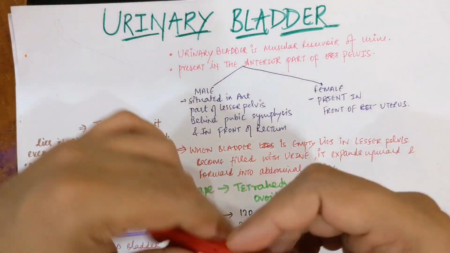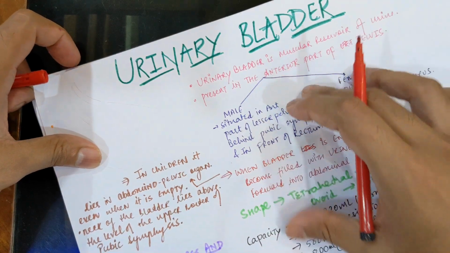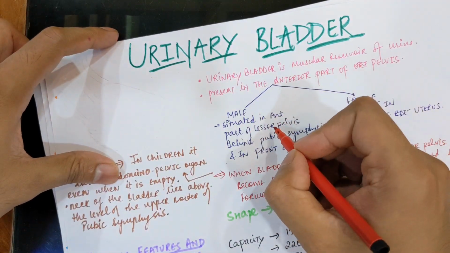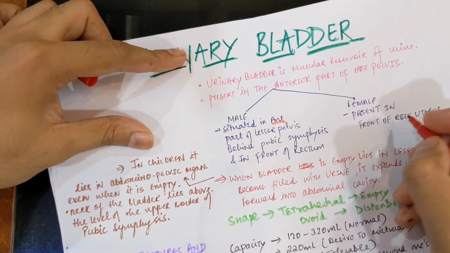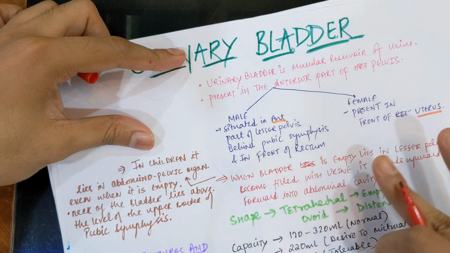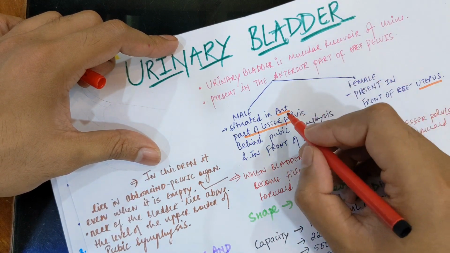Now if we talk about the difference between the location of the bladder, in males it is situated in the anterior part of the lesser pelvis, and in female it is present in front of the uterus. So this is common actually. The anterior part of the lesser pelvis is the same for both male and female.